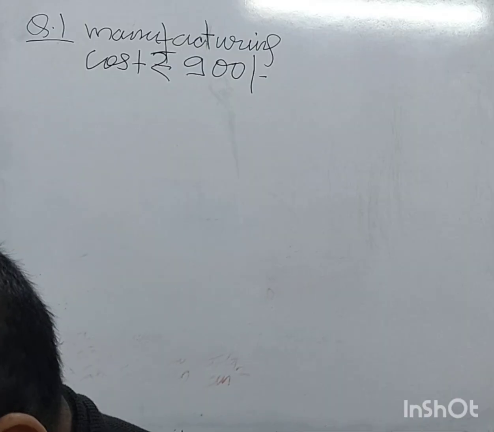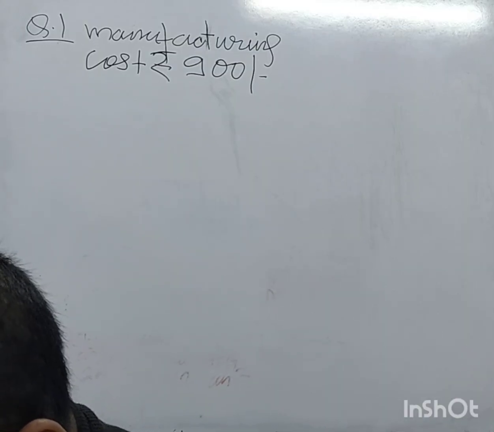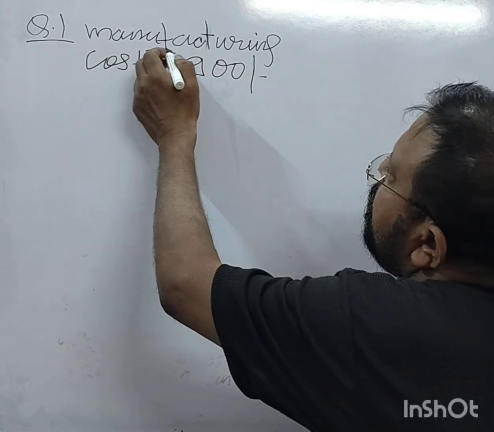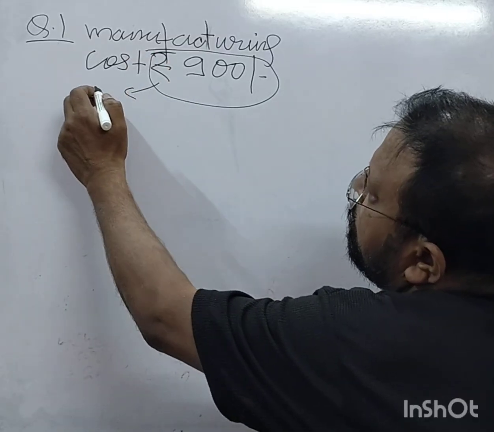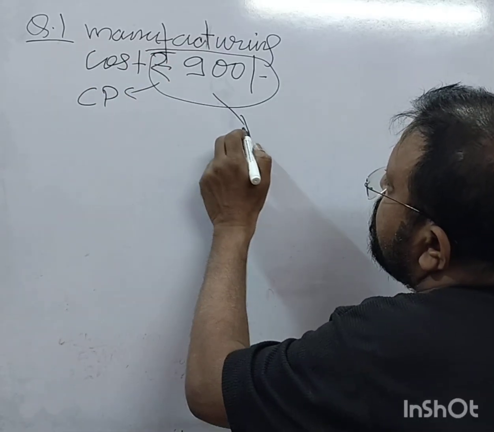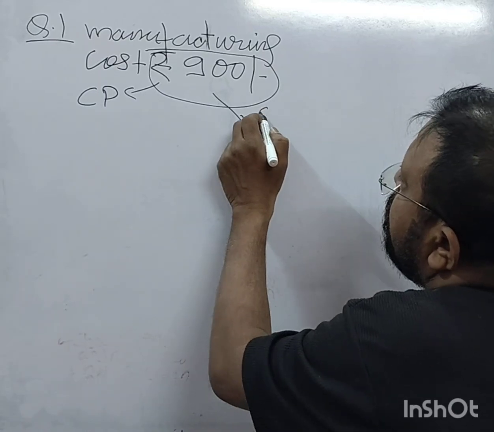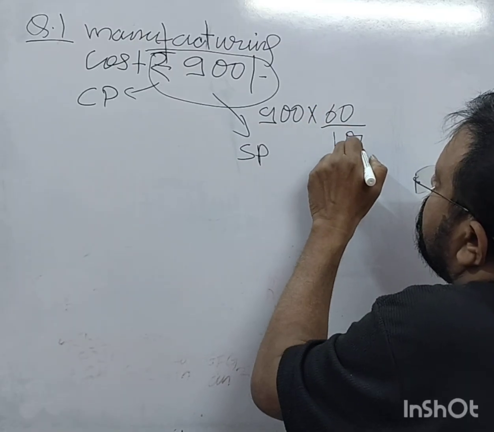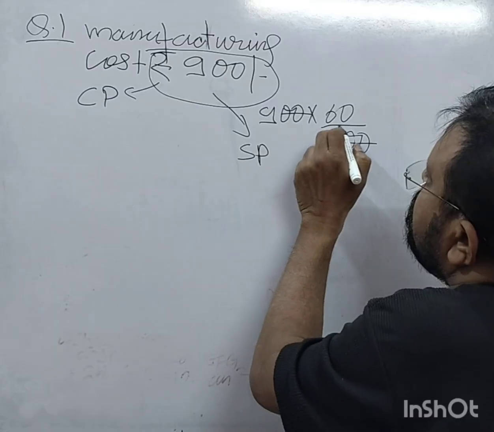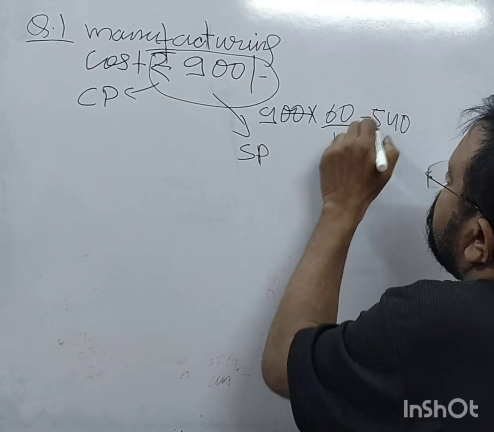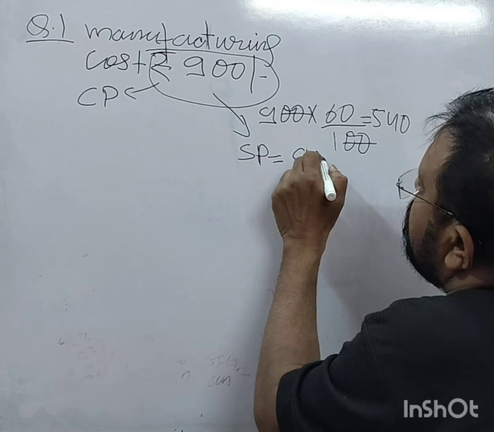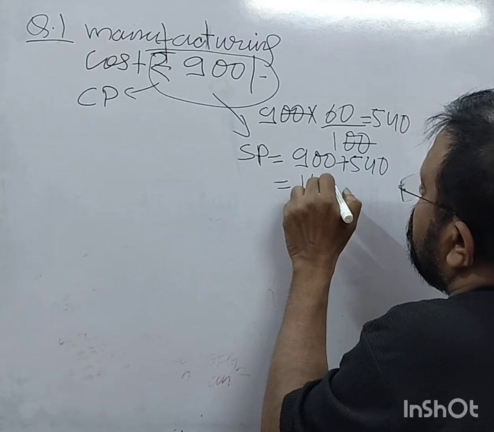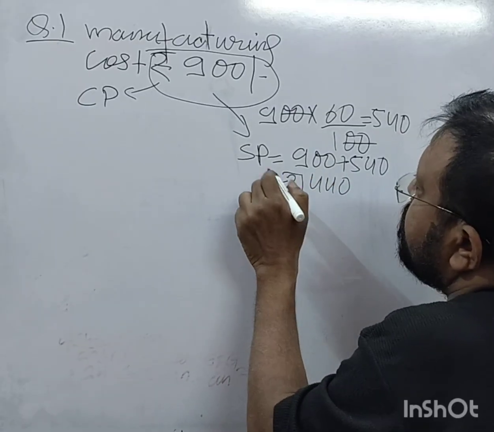The manufacturer mark up the price of his item 60%. तो ये इसकी CP हो गई. अब इसकी SP जो है वो है 900 इंटू 60%. तो कितना हुआ? 540. सो SP इज इक्वल टू 900 प्लस 540, 1440 रुपीज. ये इसकी SP हो गई.